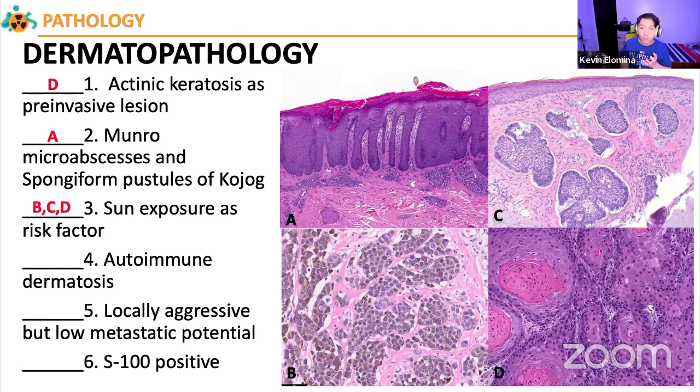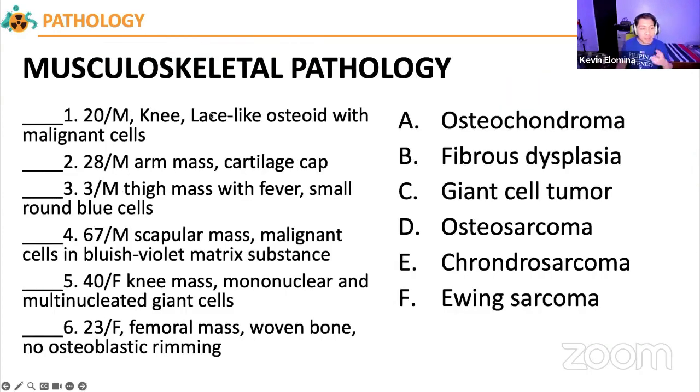Okay? What is an autoimmune dermatosis among here? Of course, the rest are tumors, then we're left with your psoriasis. Okay? It's the locally aggressive one but has negligible or low metastatic potential, which is a topic kanina. It's your basal cell cancer. Now, what is S100 positive among all of these? The ones that are derived from neural crest cells, which are your melanomas.